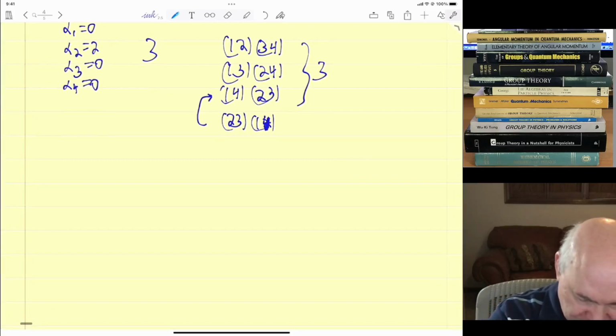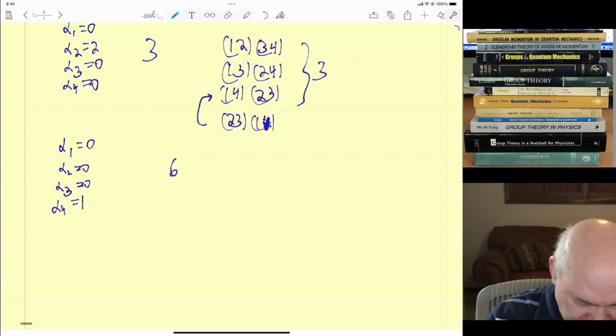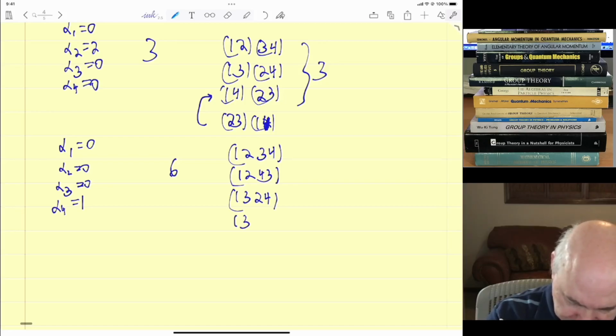The next one is, and I think this is the final one, alpha 1 equals 0, alpha 2 equals 0, alpha 3 equals 0, alpha 4 equals 1. We end up getting 6. This is 6 4-cycles. This is 1 4-cycle. You can check that these are all different. It should be obvious how I'm enumerating them. And so again, we get 1, 2, 3, 4, 5, 6.